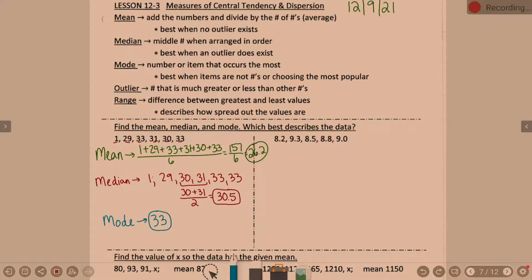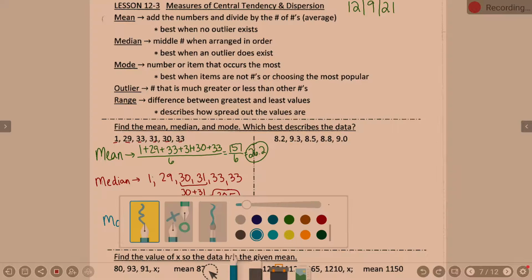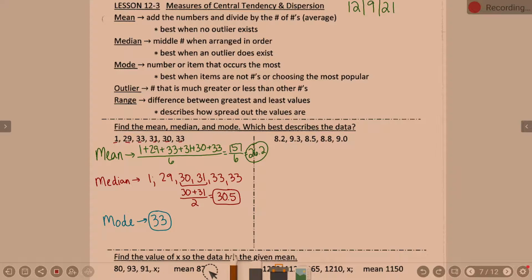It doesn't ask to here, but let's go ahead and practice real quick while we're here. How do I find the range? I can't remember. Oh, the difference between the greatest and least. Okay. The difference between the greatest and least, so 33 minus 1, which is 32.